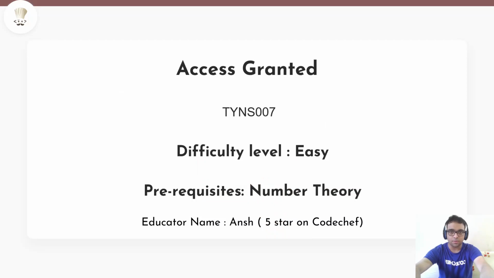So today we're going to be solving the problem Access Granted. The difficulty level for this problem is easy, and the prerequisite required is basic number theory.